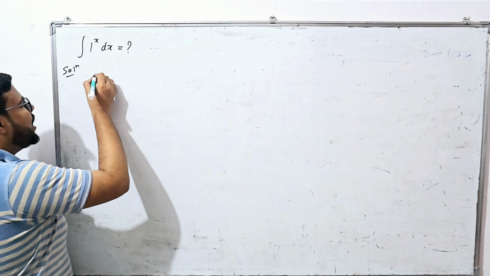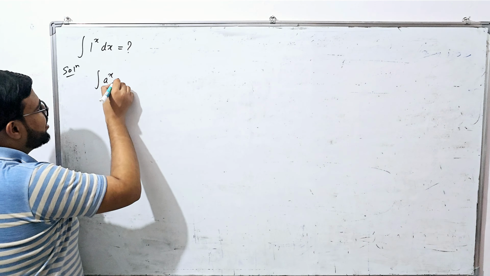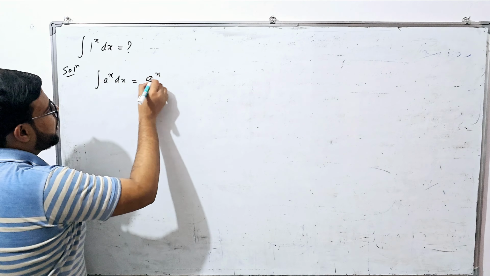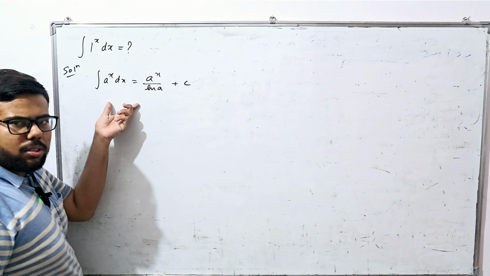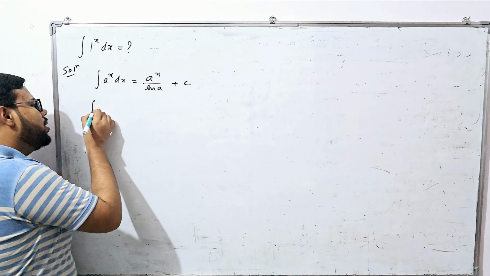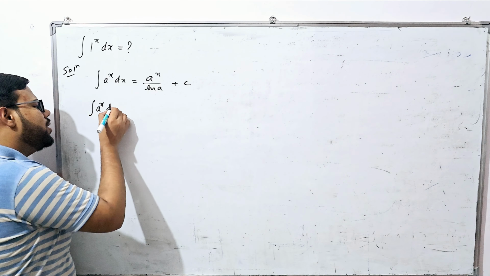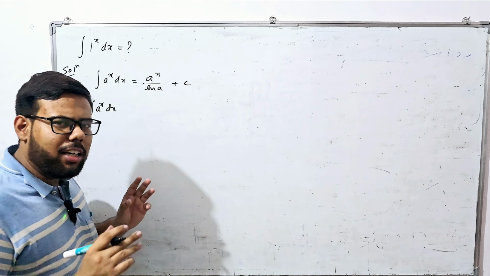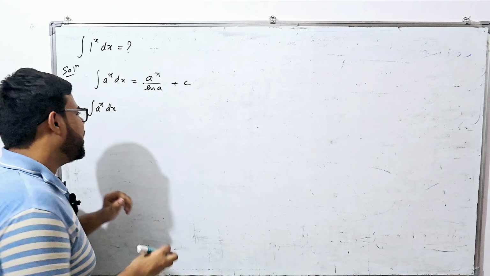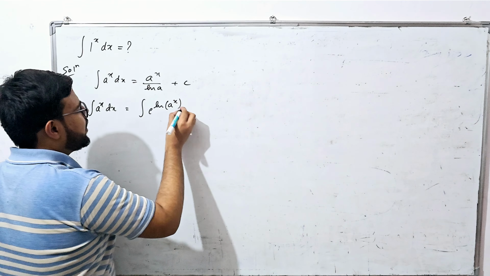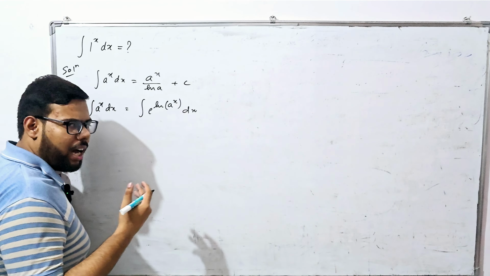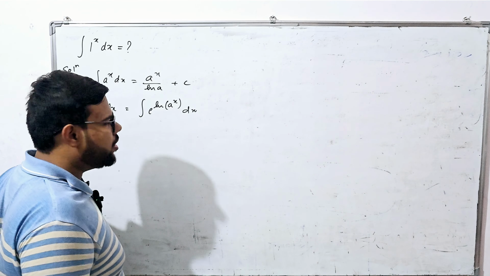Now, if you all remember, the integral of a to the power x dx is equal to a to the power x by ln a plus c, right? Do you all know how it comes? Let's see it. You can write this expression as a to the power ln of a to the power x, or you can write it like this, e to the power ln a to the power x dx. After that, you can evaluate this expression.